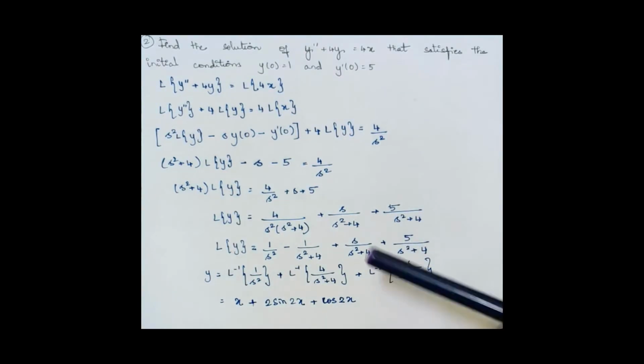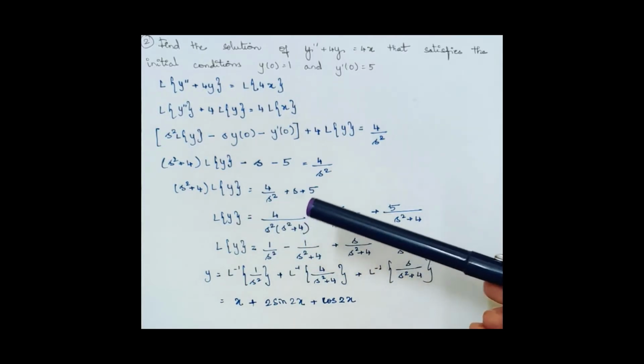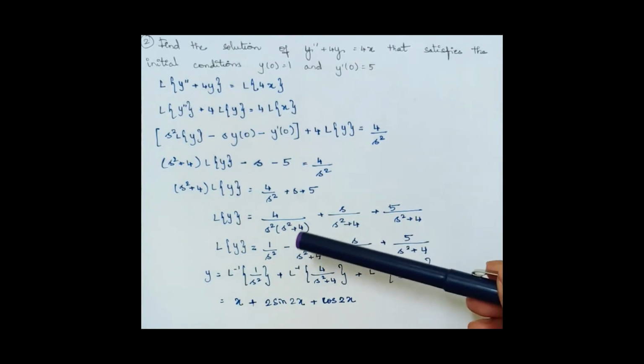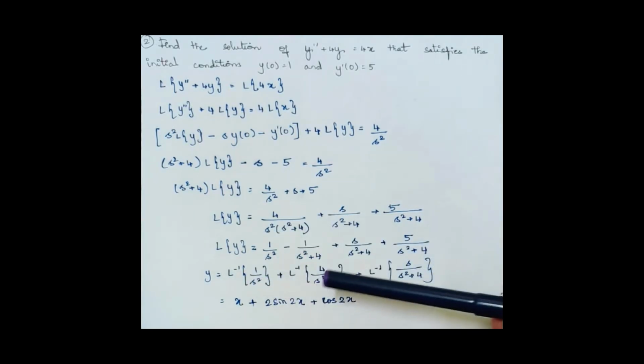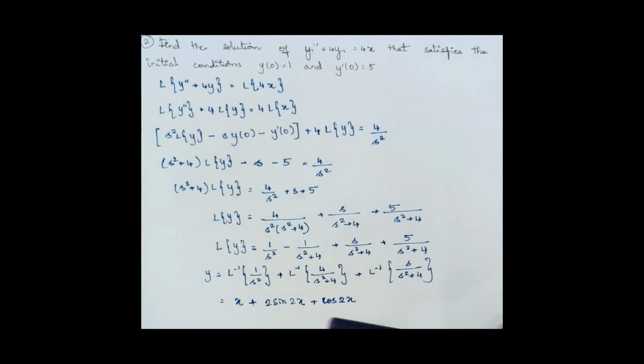Now applying partial fractions by taking the form a by s plus b by s square plus cs plus d by s square plus 4, you will be able to obtain this form. Now you have the other terms too. Now you have 5 minus 1, which will be 4.